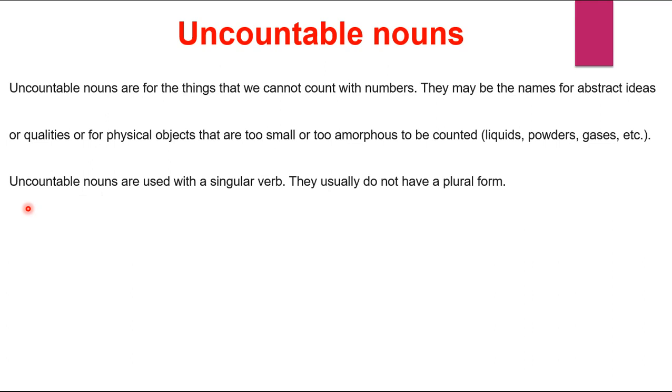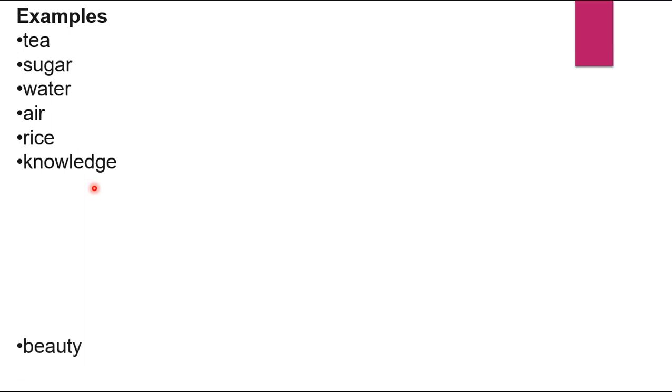Let's see examples together to be clear. Tea, that is a liquid. You cannot count like one tea, two tea. Sugar, water, air, rice. Because they are too small, right? We cannot count them all. Knowledge, this is an abstract idea, an idea that we cannot see. You cannot see it at all, right? Beauty, you cannot count one beauty, two beauty.